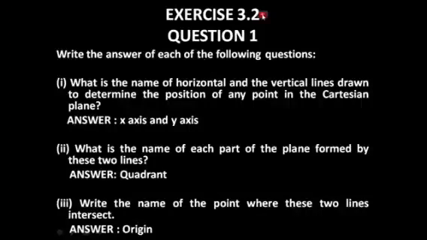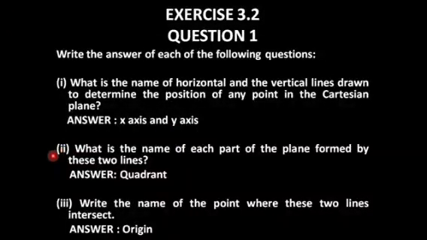Let us get into exercise 3.2. Question number 1. The question says, write the answer of each of the following questions. The first question is, what is the name of the horizontal and the vertical lines drawn to determine the position of any point in the Cartesian plane? What do we call those horizontal and vertical lines? The answer is easy. The horizontal line is called the x-axis and the vertical line is called the y-axis.